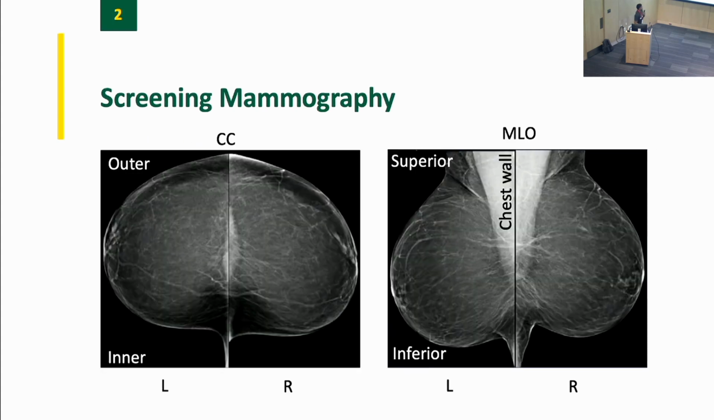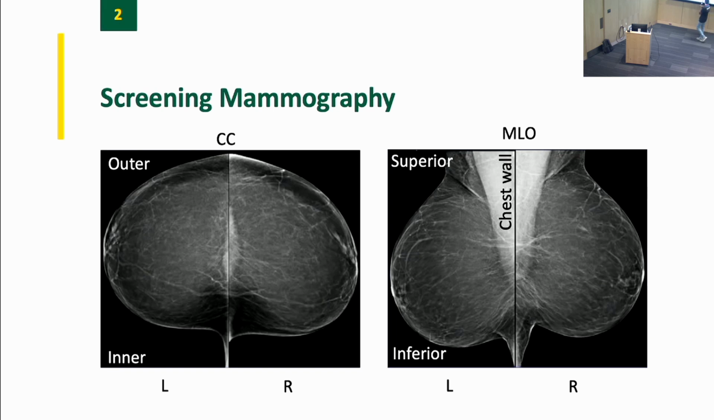So CC and MLO view. This is a CC view. This is an MLO view. Everything in radiology is reversed. So this breast is pointing to the left. These are actually mislabeled. This breast is pointing to the left, so this is the right breast. I'll fix this. This breast is pointing to the right, so it's the left breast.